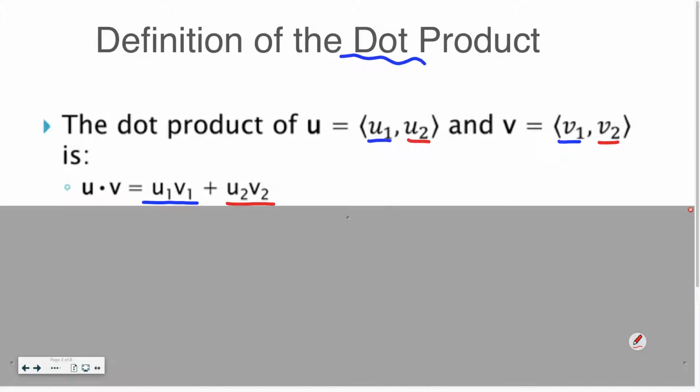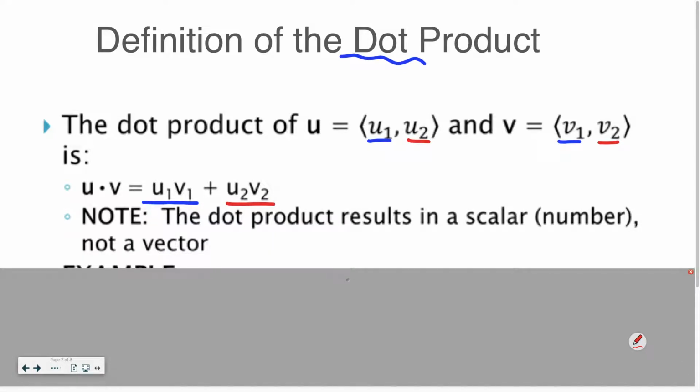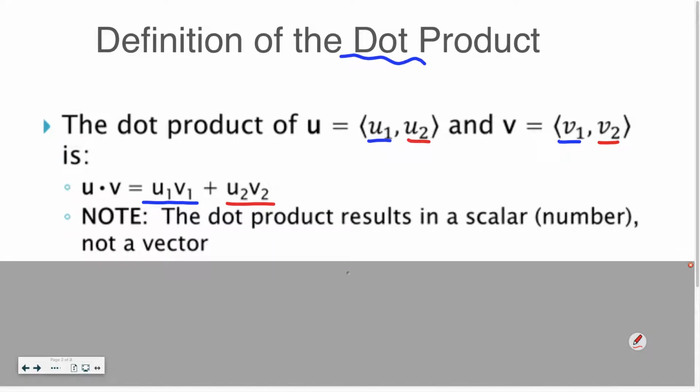And with those two products, we will add them. What is our answer going to look like? Is it going to be a vector? No. It's going to be a number. We call that a scalar. When we multiply vectors using the dot product, our answer is a scalar.